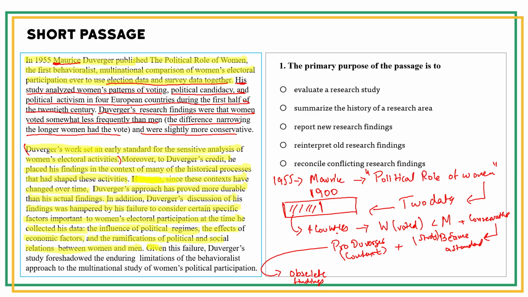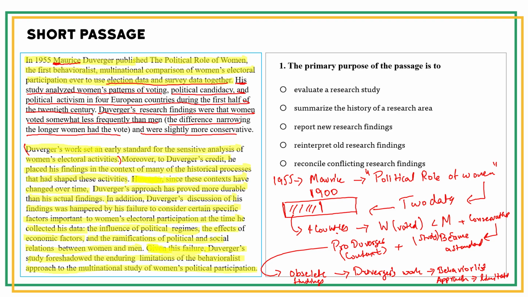But then again, a conclusive tone. Given this failure, Duverger's study foreshadowed the enduring limitations of the behavioralist approach to the multinational study of women's political participation. Okay, so the conclusion is that Duverger's work showed that the behavioralist approach will always have flaws, will always have limitations.